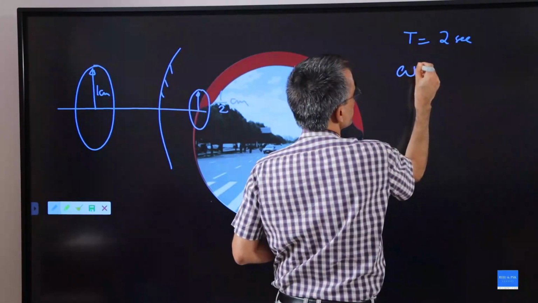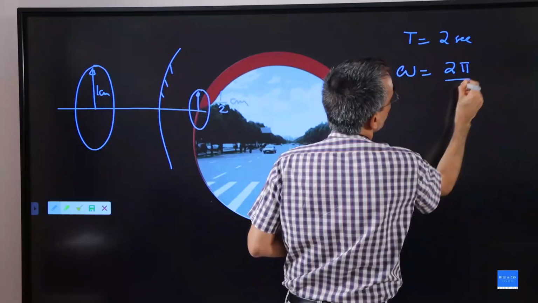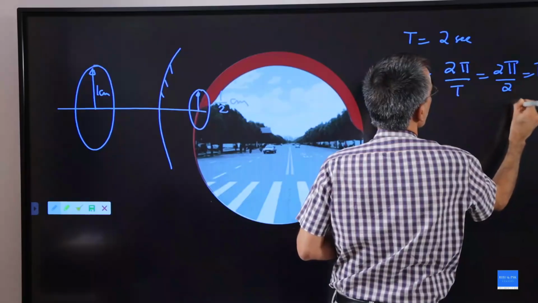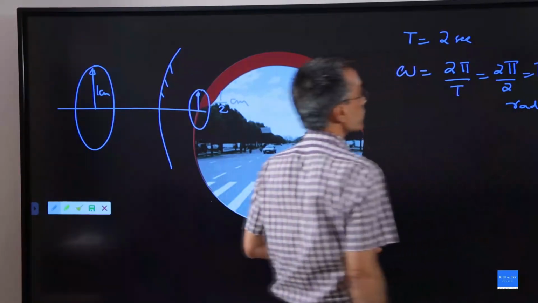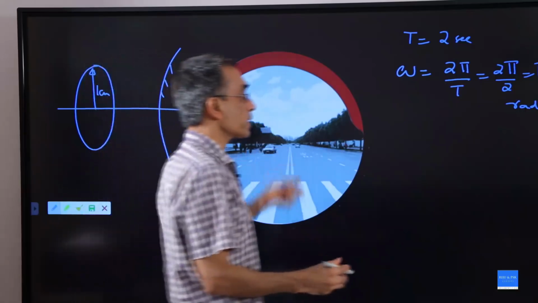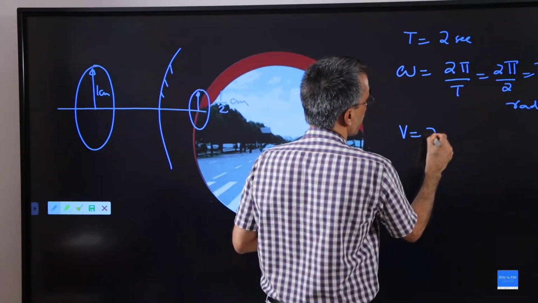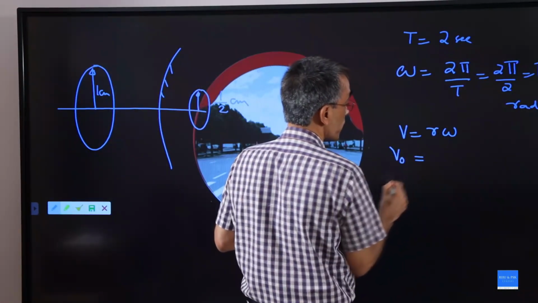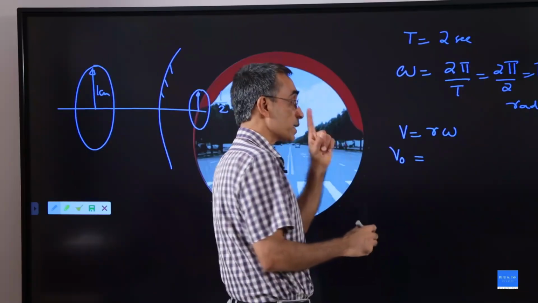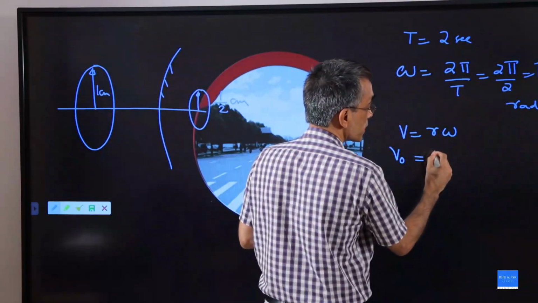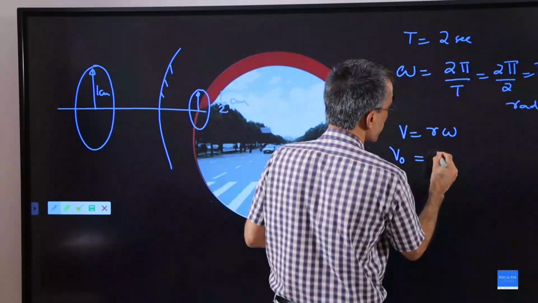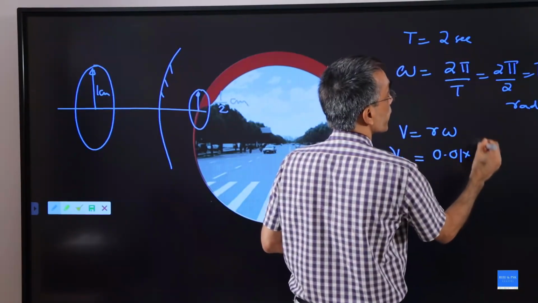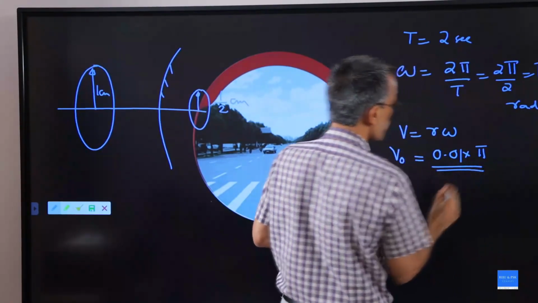So, what is angular velocity omega? Omega is given by 2 pi by T, which is 2 pi divided by 2, which is equal to pi radian per second. It is asked what is the speed of the particle. In circular motion, we know speed is given by r omega. What was the speed of the object? Object was moving in the circular path, radius 1 centimeter. So, this radius was 1 centimeter, which is 0.01 meter, into omega was pi. This was the speed of the object.